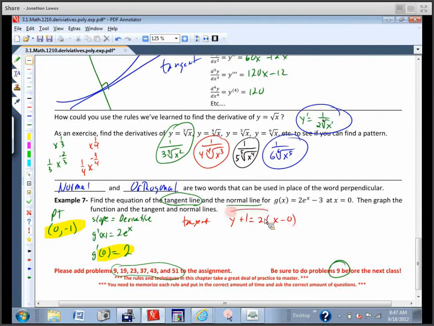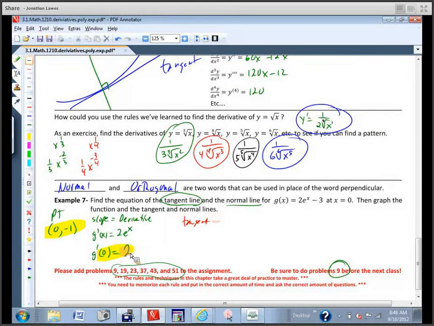Okay? So here's our point and here's our slope. All we have to do is write the equation of the tangent. So the tangent is y minus negative 1, so that would be y plus 1, slope is 2, and then x minus 0. If you want to clean that up, you can. So there is the tangent line.